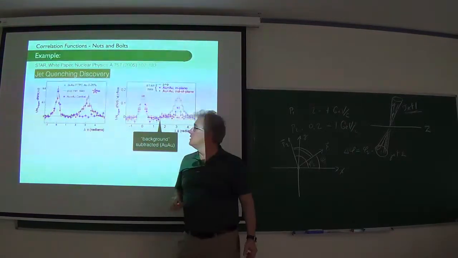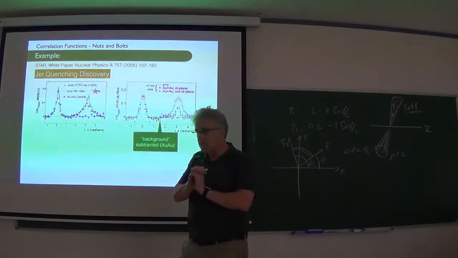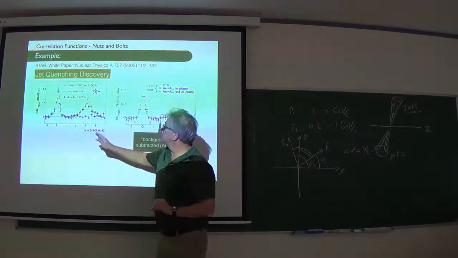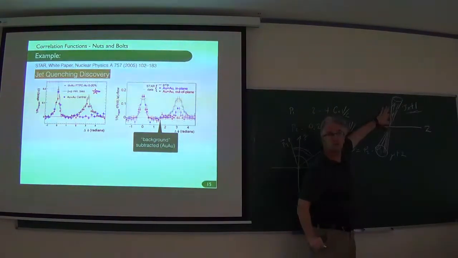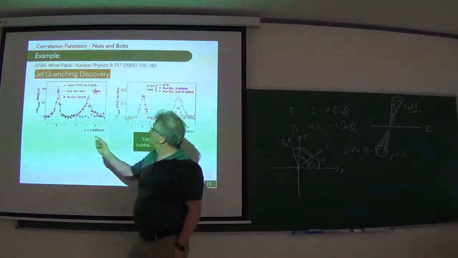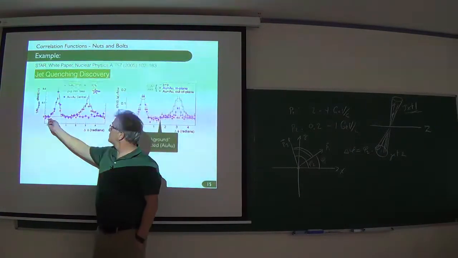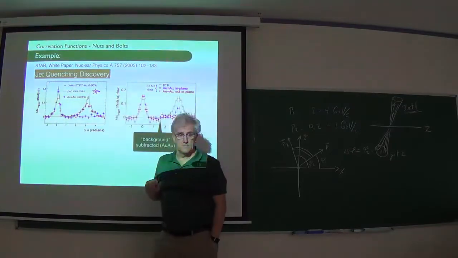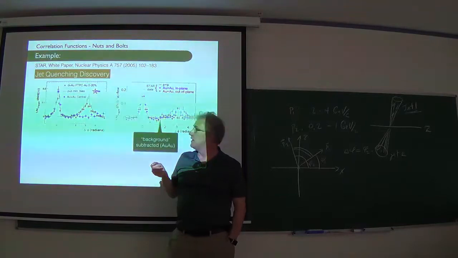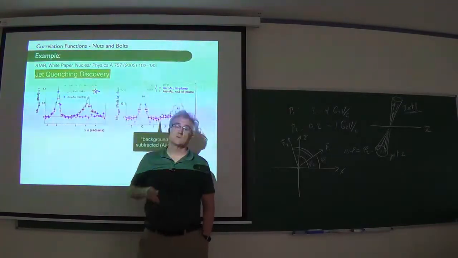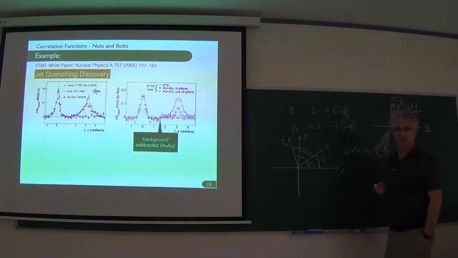So in d-Au you have a small nucleus hitting a big nucleus, and you still see basically these two objects, these two jets. Now, in gold-gold, what you find is there's a near side peak and essentially nothing on the away side. And so this was considered the discovery of quenching of the jet.